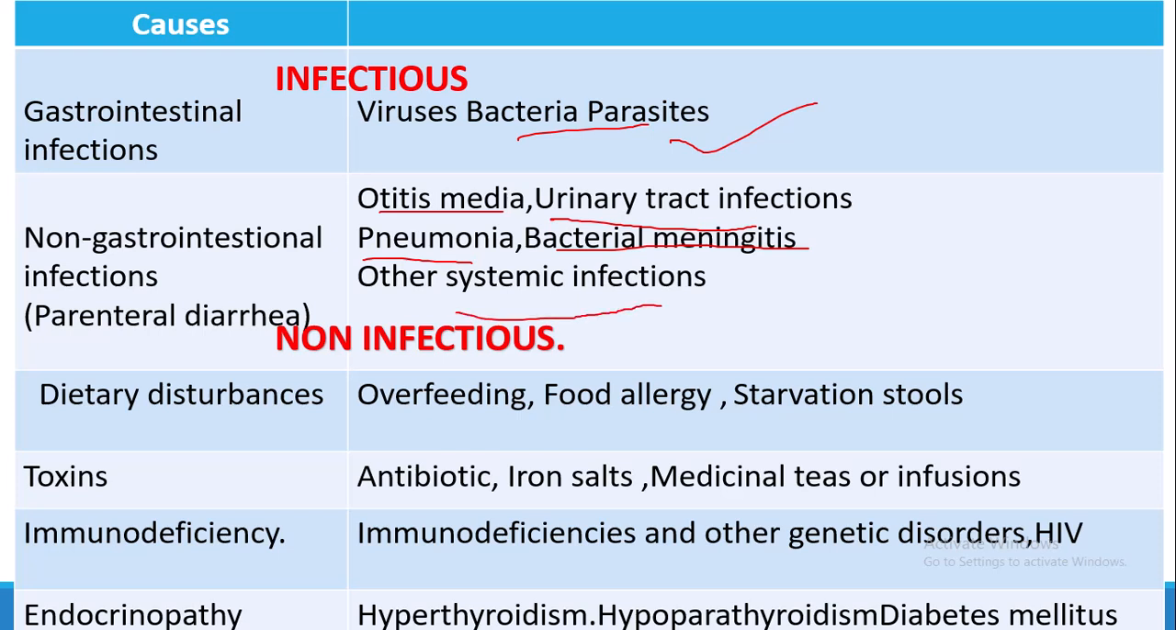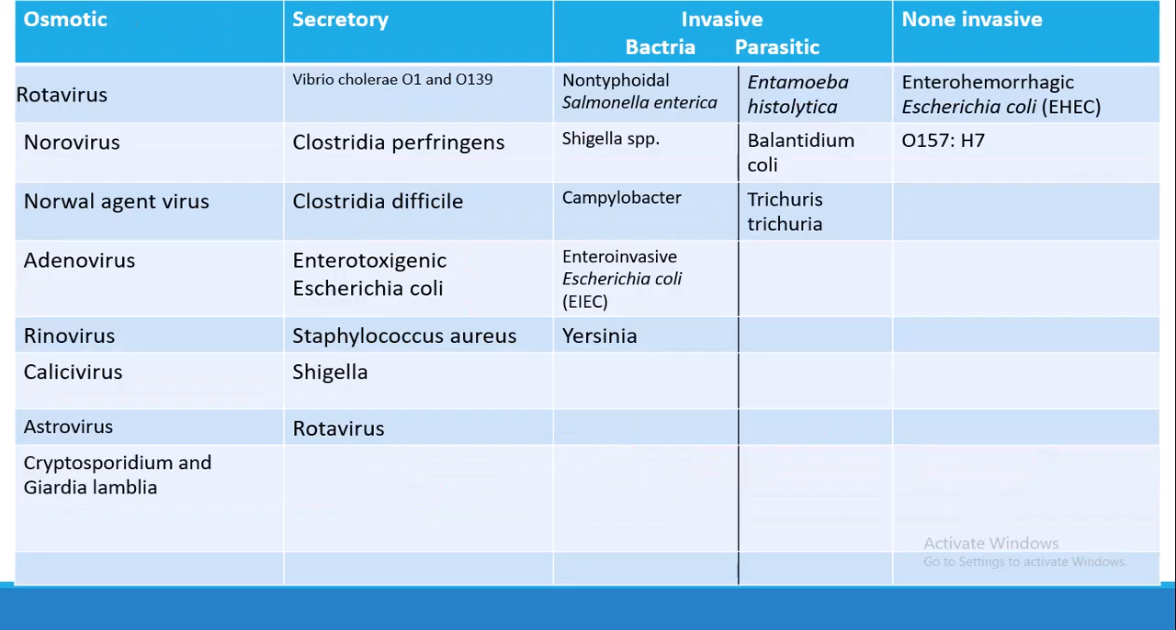Now, let's look at non-infectious causes. We have dietary disturbances like overfeeding, food allergy, starvation. Then you have toxins like antibiotic use. These are non-infectious, remember. Iron salts, excessive intake, and medicinal teas or infusions that are given. And then immunosuppressive states like cancerous states, genetic disorders and HIV. And then endocrinopathies like hyperthyroidism, hypoparathyroidism, and diabetes mellitus can all bring about dehydration. These are some of the causative agents.